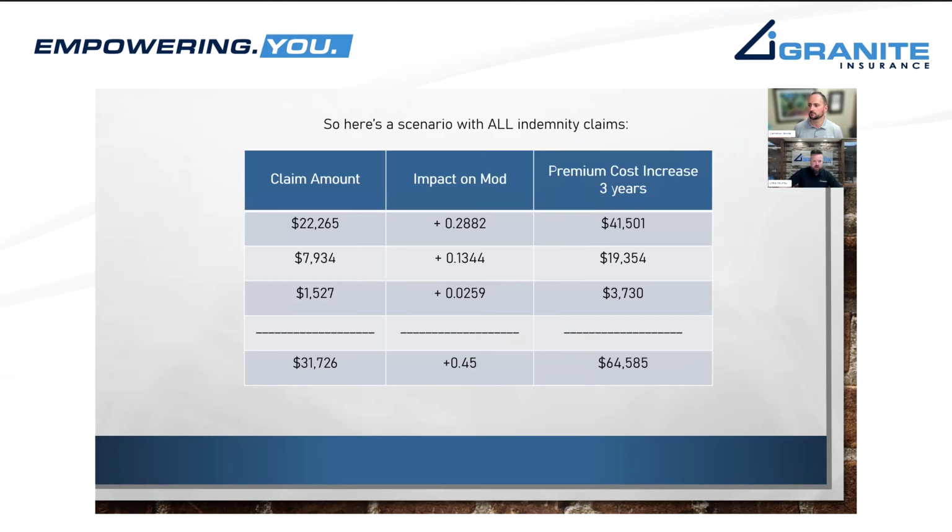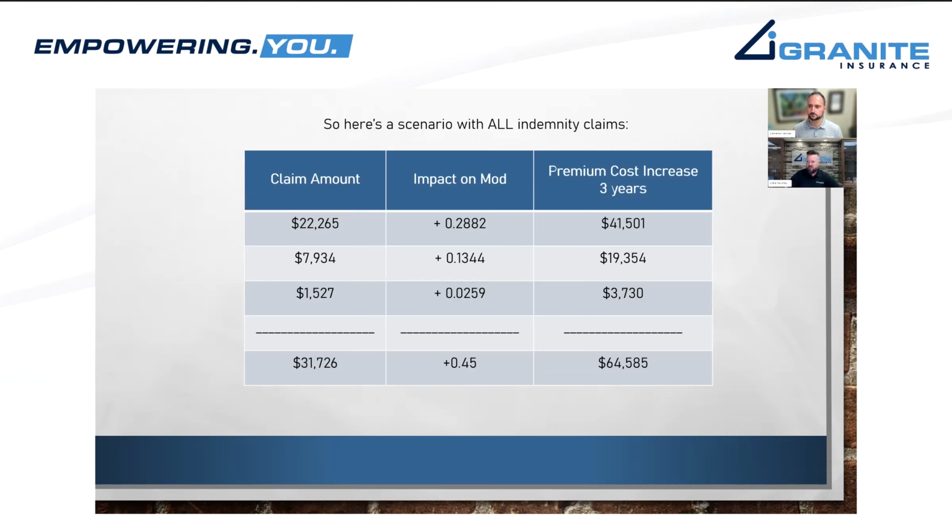So if that was the only claim they had, they were at a 1.0. Now it's going to be a 1.2882. The effect on the premium over the next 3 years is going to be $41,501. And I'll do the math on that just to show you. So they were at $48,000 times 1.2882, because that's their new experience mod.